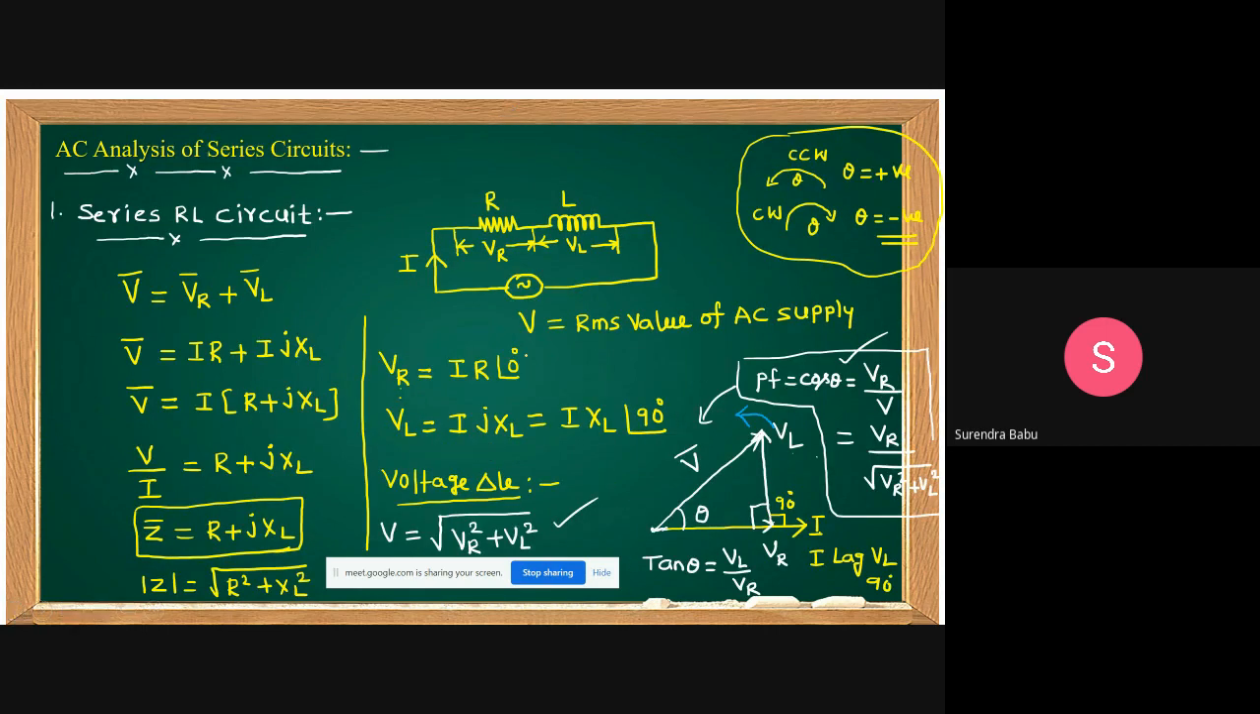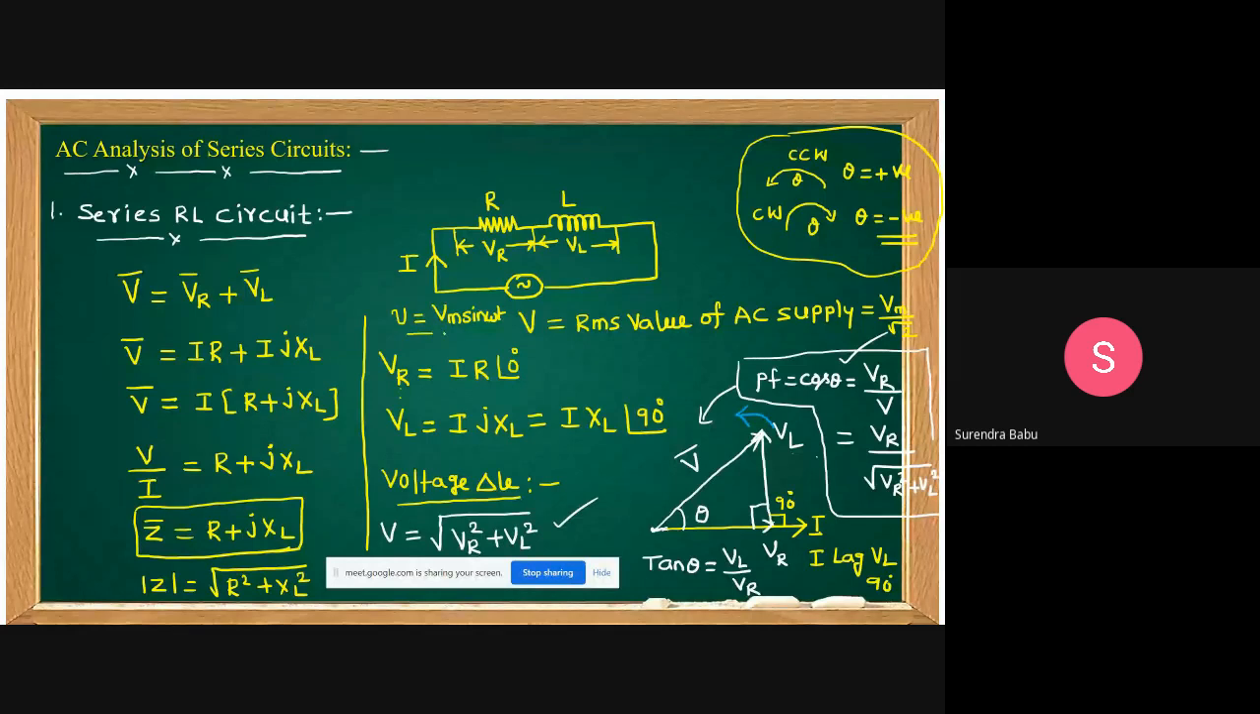Here I am giving the RMS value of the AC supply. But actually, a sinusoidal supply means V equal to Vm sin omega t. The RMS value of the supply, you can write as Vm by root 2. VR, VL, V, all these are RMS values. Okay, that is the point to remember.